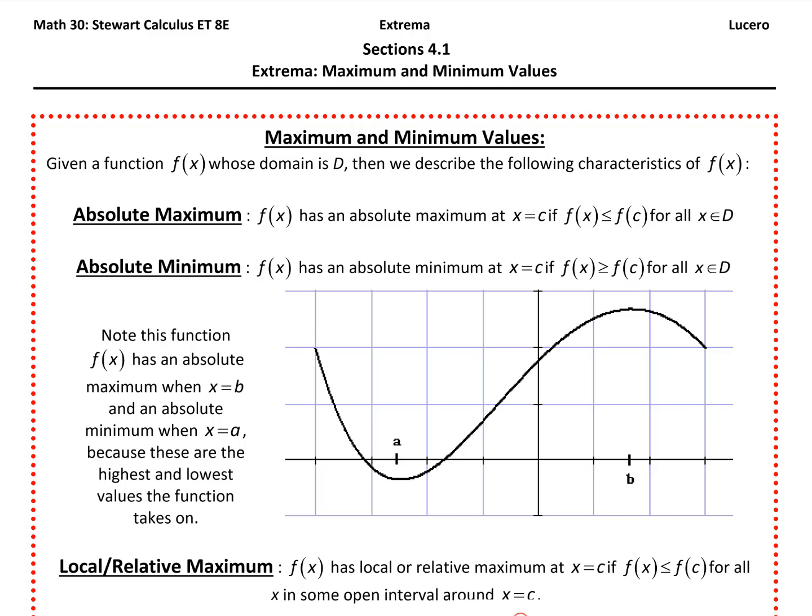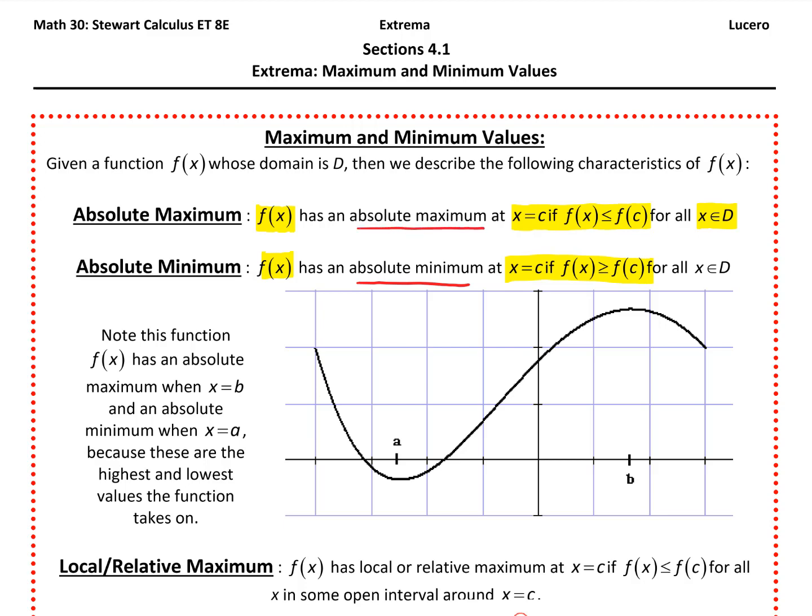Mathematically, a function has an absolute maximum at a point c if f of x is less than or equal to f of c for all x in the domain. So if that point, f of c, is the absolute highest point on the graph that the function achieves, then it is the absolute max. And if we reverse that, a function has an absolute minimum at a point c if f of x is greater than or equal to f of c for all points in the domain. That's what it means to be an absolute minimum.